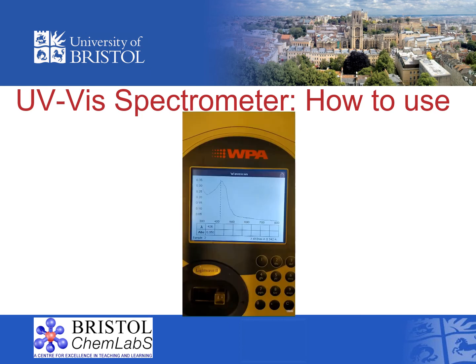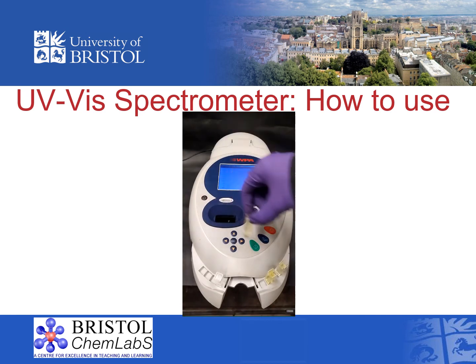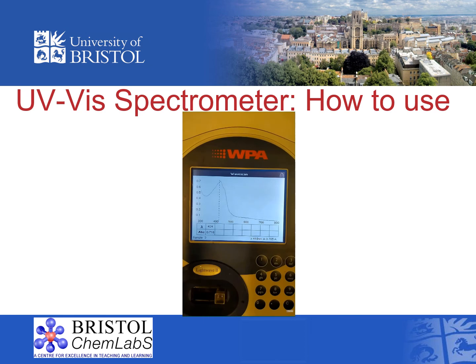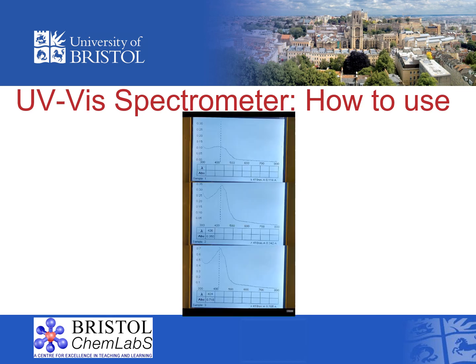The concentration of the second sample is 3 times that of the first, seen in the absorption value being roughly 0.34 relative to the first sample, that was 0.11. The concentration of the final sample is 2 times that of the second, seen in the absorption value of 0.7 relative to the 0.34 of the second sample.